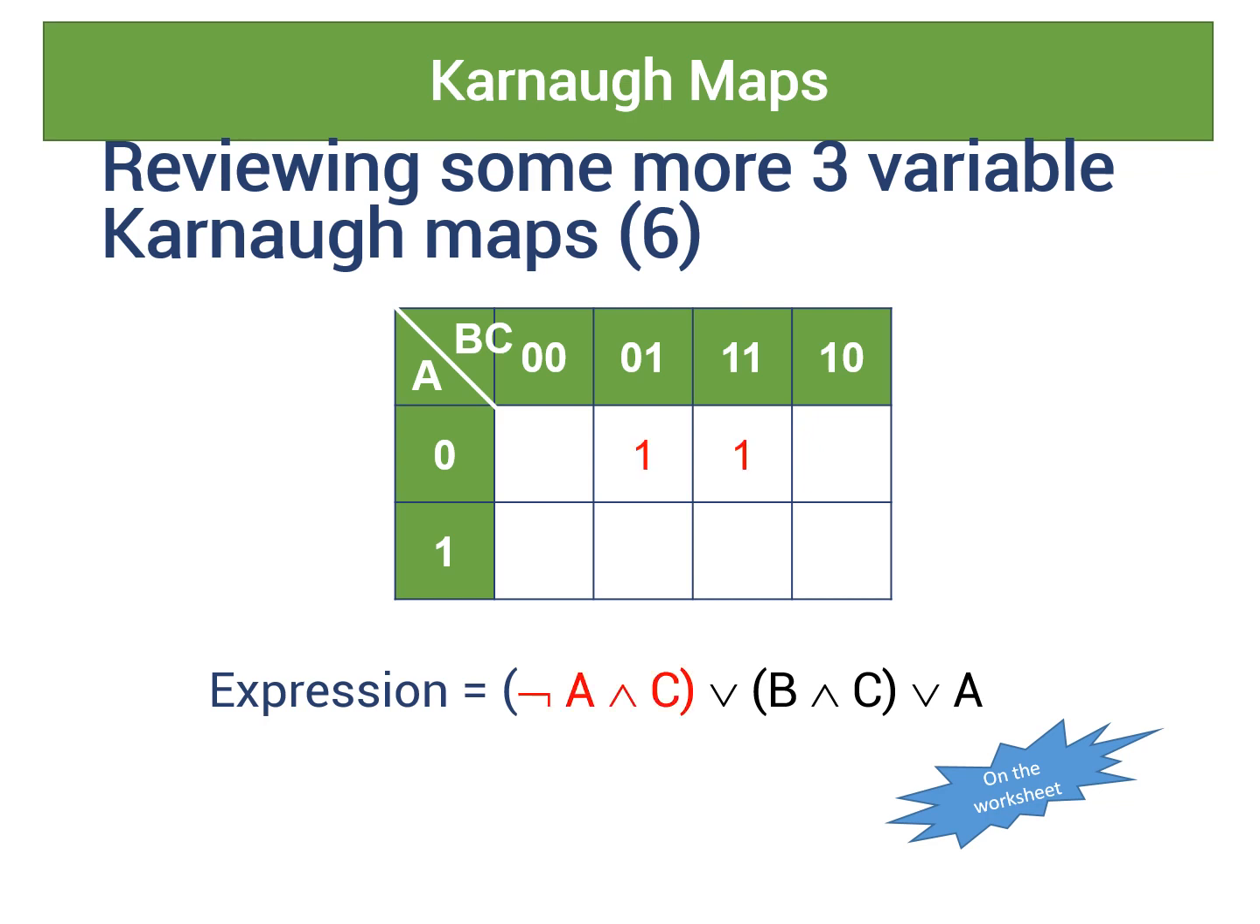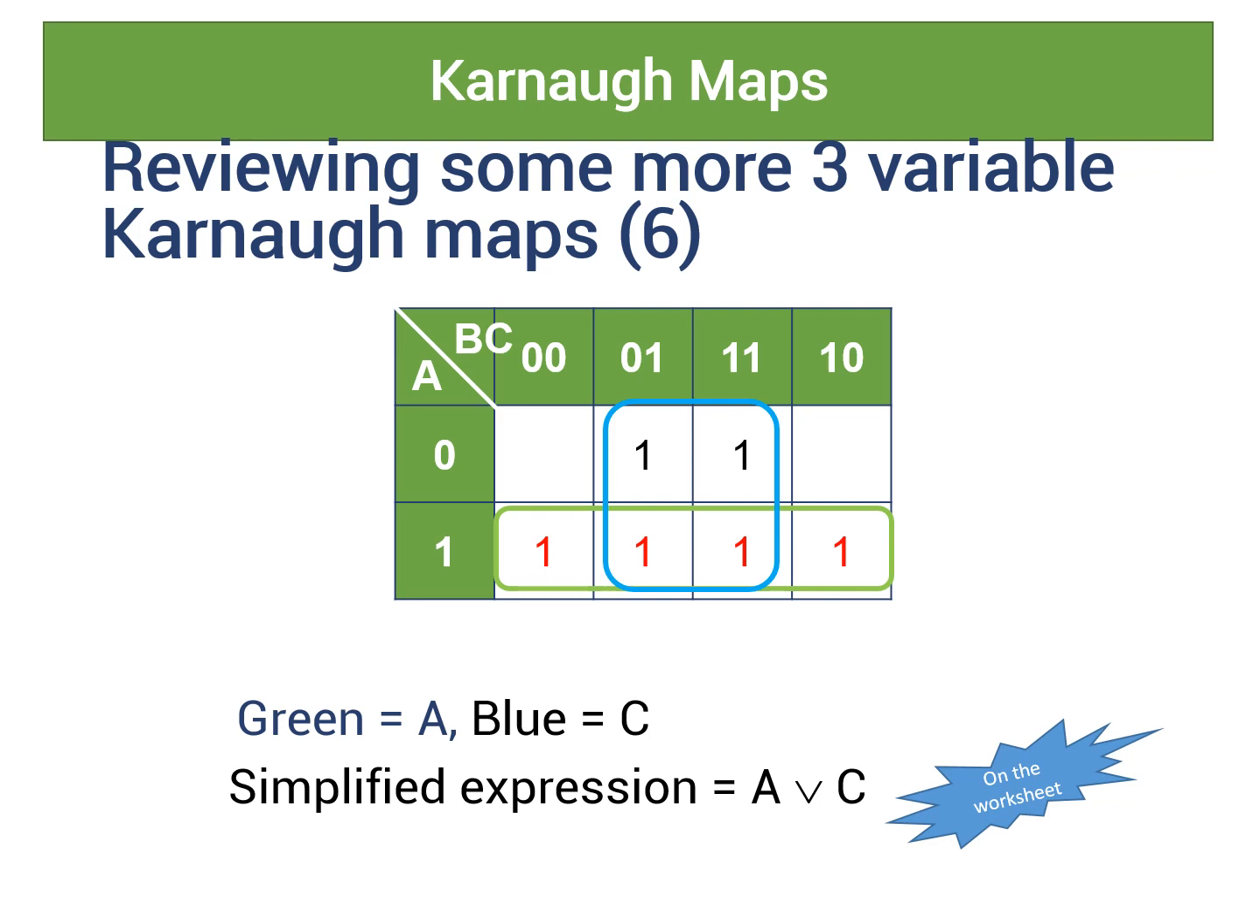Let's review it. Not A and C is shown in red here. B and C can be shown here, so when B is on and C is on, so both are 1. A is easy. There's a 1 in every single cell where A is 1. We look for our largest groups. We can find 2 groups of 4.